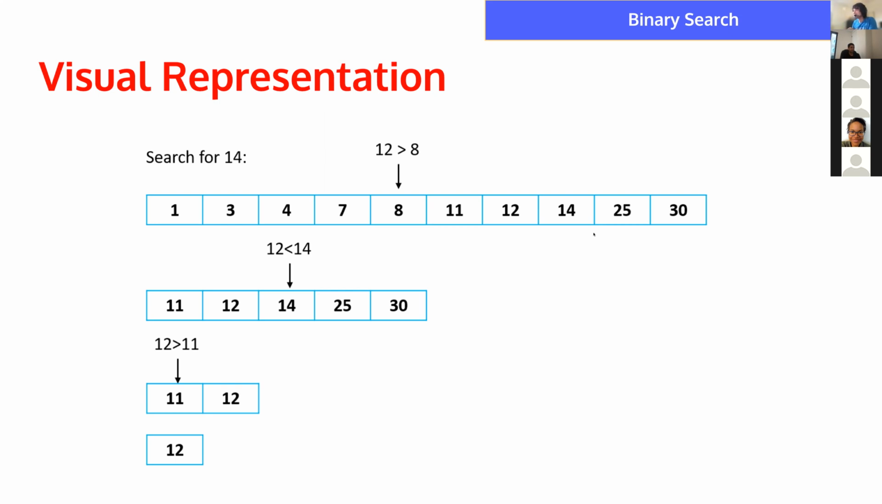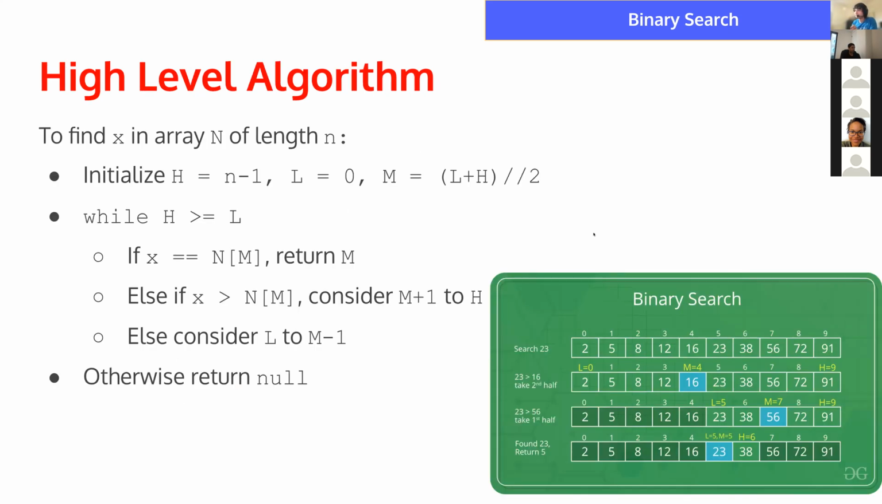Okay, why don't we go in and look at some code then? So, high level algorithm. So over here, might be a lot going on at once. Let's start out with the diagram in the bottom right. So in the diagram, you can see that we again have a sorted list of numbers, and we're now searching for the number 23.